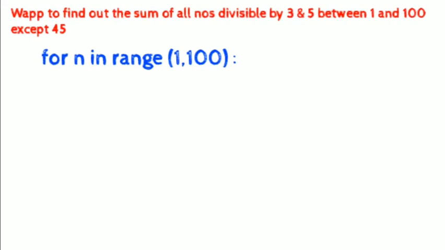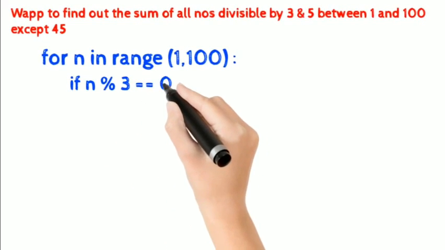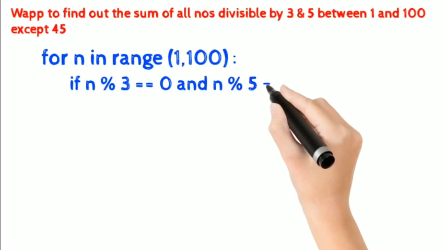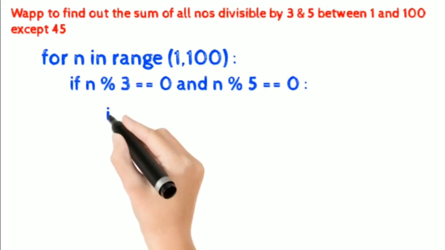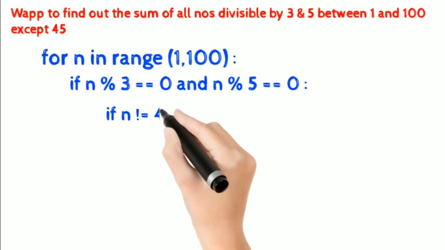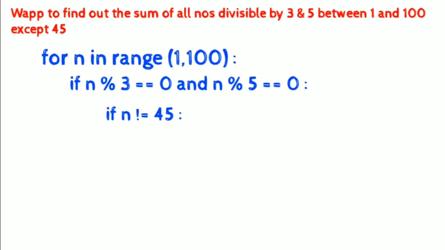Then we have to specify the if condition. The number should be divisible by 3 and 5. So how will the statement be? If n modulus 3 equal to 0 and n modulus 5 equal to 0, it means the number not only has to be divisible by 5 but also should be divisible by 3. After that we have to keep one more if condition, that is to exclude 45. So if n not equal to 45, using the not equal to symbol, the comparison operator, then the sum is to be taken out.